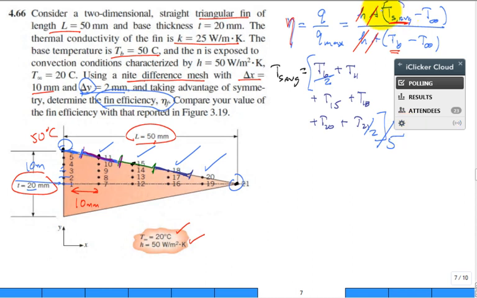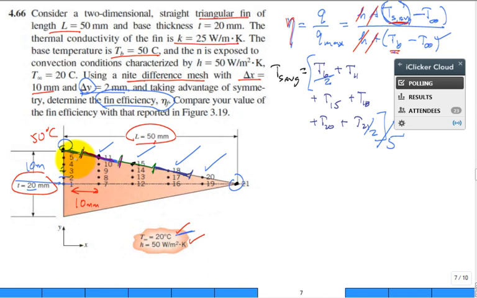Put that into this equation right here. Subtract off the fluid temperature. The fluid temperature is given as 20 degrees C. Down here, put in a base temperature of 50. Subtract off 20 degrees C, and there is a numerical estimate of your triangular fin efficiency. How accurate is that? Very.